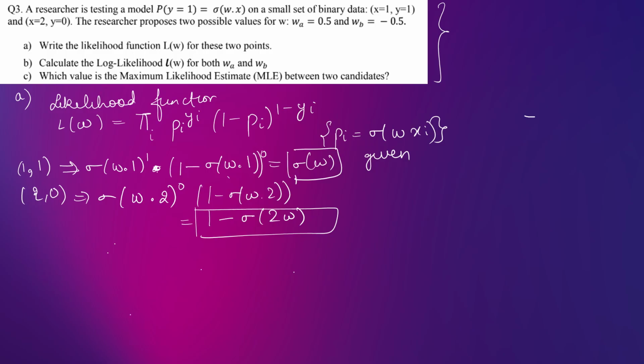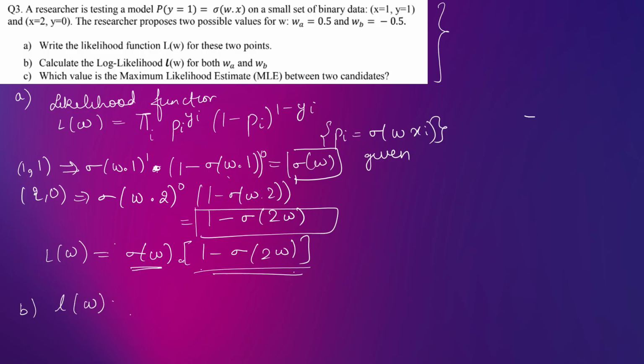So your final likelihood function will be, you take this as common, sigma of W into 1 minus sigma of 2W. This is your first part of your answer, and this is the second part. You multiply. This is your answer. So basically, you need to know the formula, and after knowing the formula, you have to apply the value of the P function to the points that you are given in the question. Next is log likelihood you will have to calculate for WA and WB. So the formula is l of W is equal to log of capital L of W.